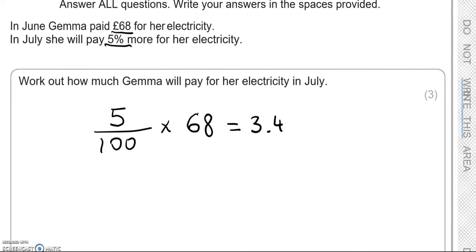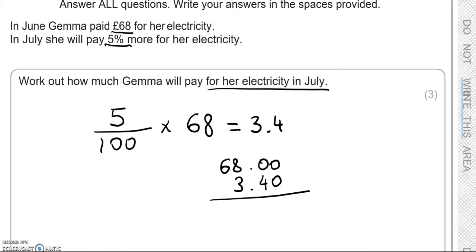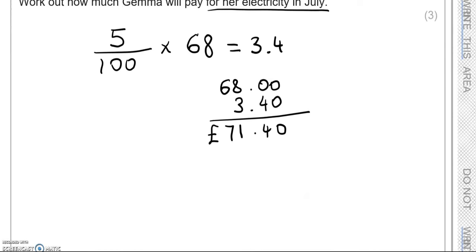And we need to work out how much Gemma will pay for her electricity in July. So that's added to the £68. So we put the decimal point under the decimal point. So that is £71.40.